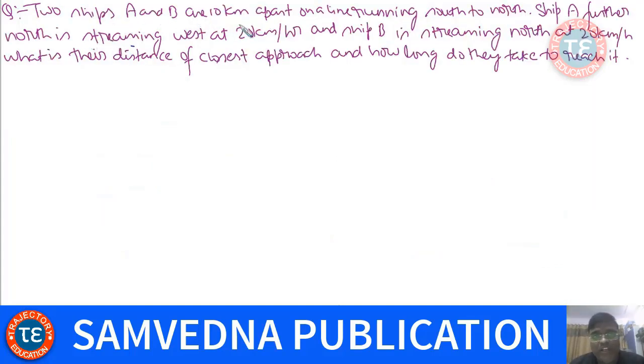Alright, see this question. Two ships A and B are 10 km apart on a line running south to north, and ship A further north is streaming west at 20 km per hour and ship B is streaming north at 20 km per hour. What is their distance of closest approach and how long do they take to reach it? Again, I will draw the coordinate system.